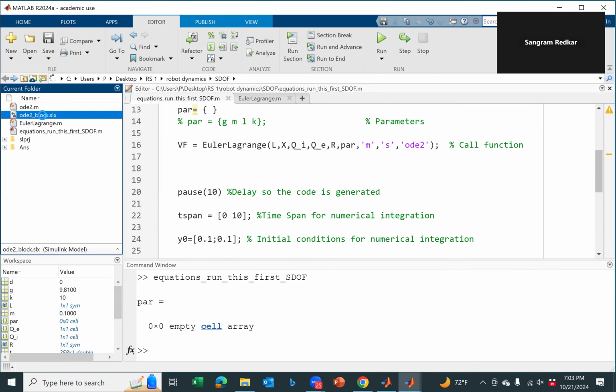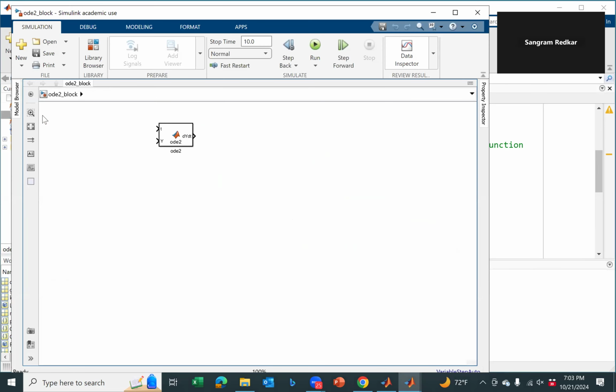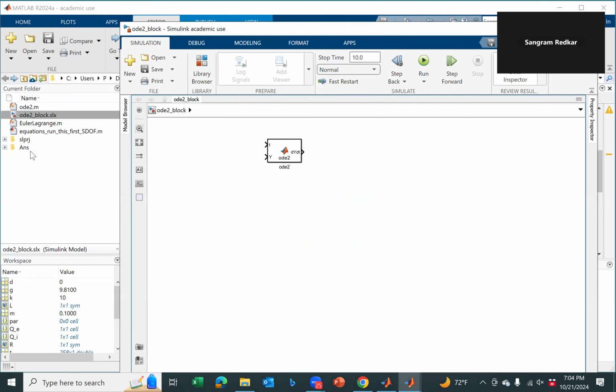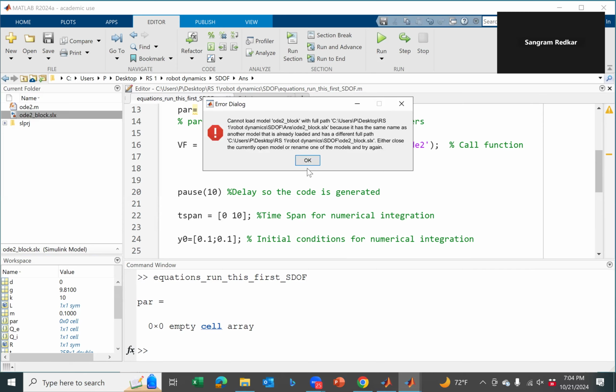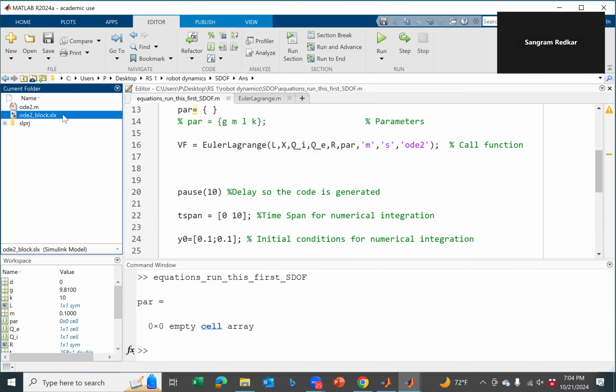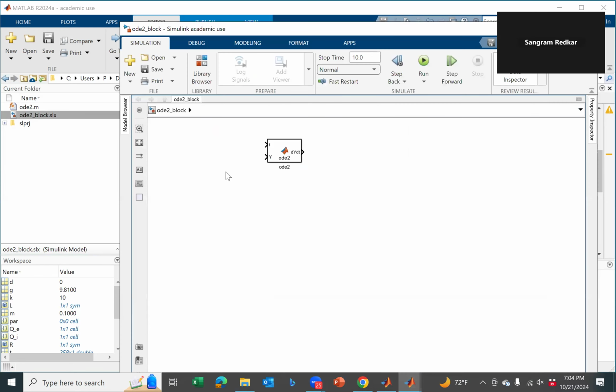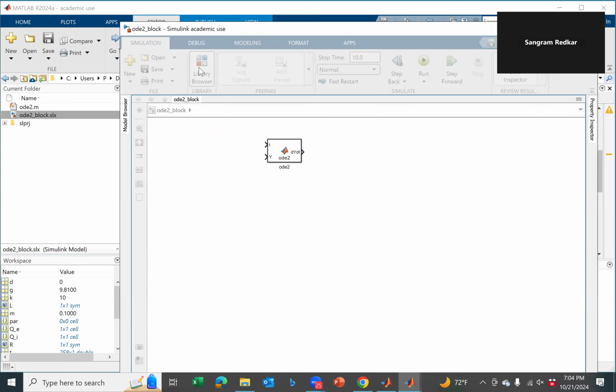If you open this ODE block SLX, this is basically the Simulink block. What it means is if you want to use a Simulink solver, you can use a Simulink solver and solve the differential equation in Simulink. I will show you very quickly how that works. Right now it's giving me an error because it's on the same path. But what you do is basically you have time. So you can go to the library browser.